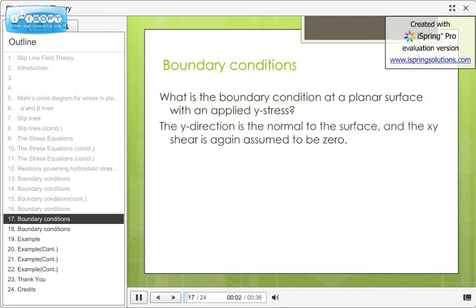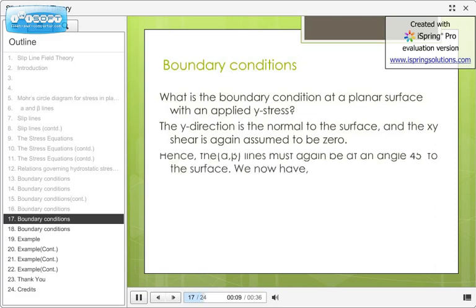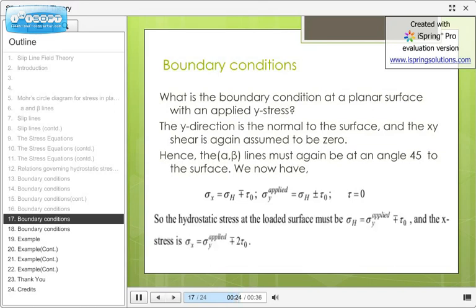Now let's take another condition where sigma y is not equal to 0. Here the y direction is normal to a surface and the xy shear is again assumed to be 0. Hence the alpha beta lines must again be at 45 degrees to the surface. We now have sigma x equals sigma h plus minus tau naught, sigma y applied equals sigma h plus minus tau naught, and tau equals 0. So the hydrostatic stress at the loaded surface must be sigma h equals sigma y applied plus minus tau naught, and the x stress is sigma x equals sigma y applied plus minus tau naught.